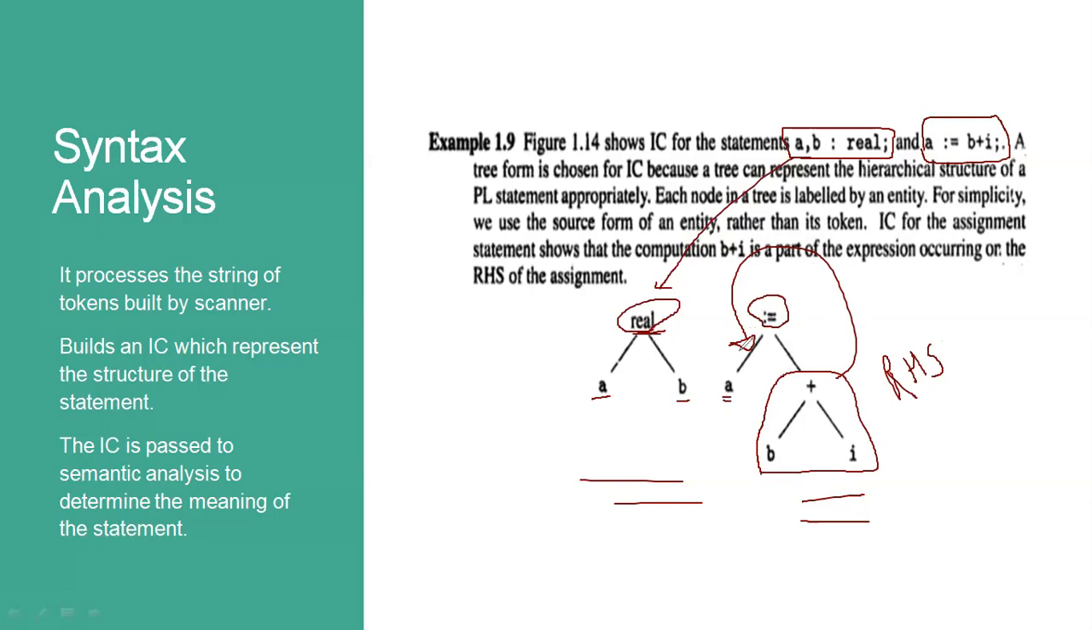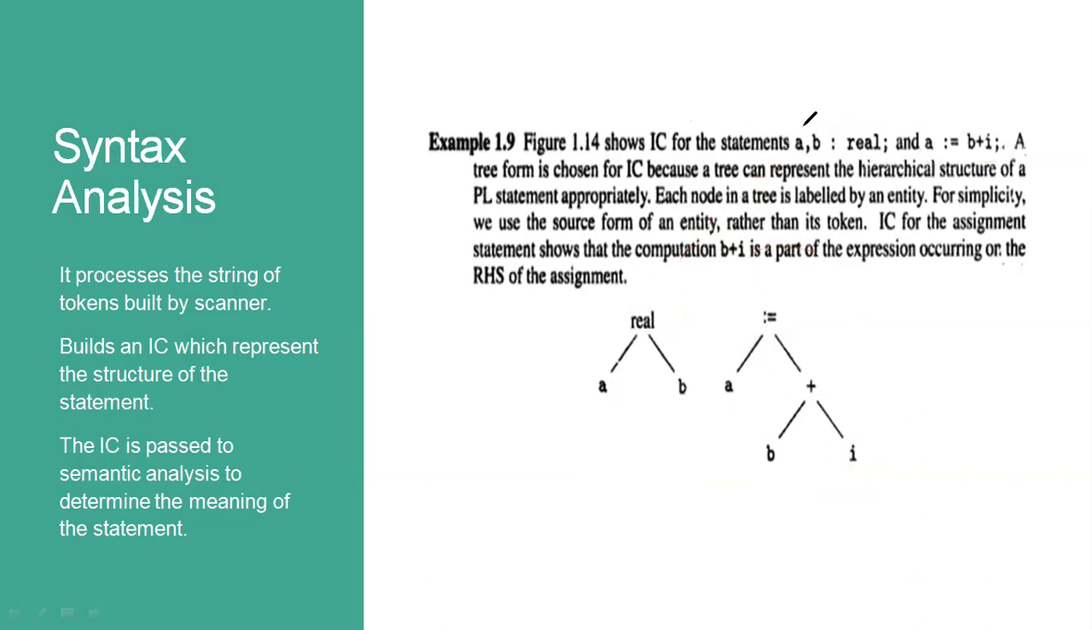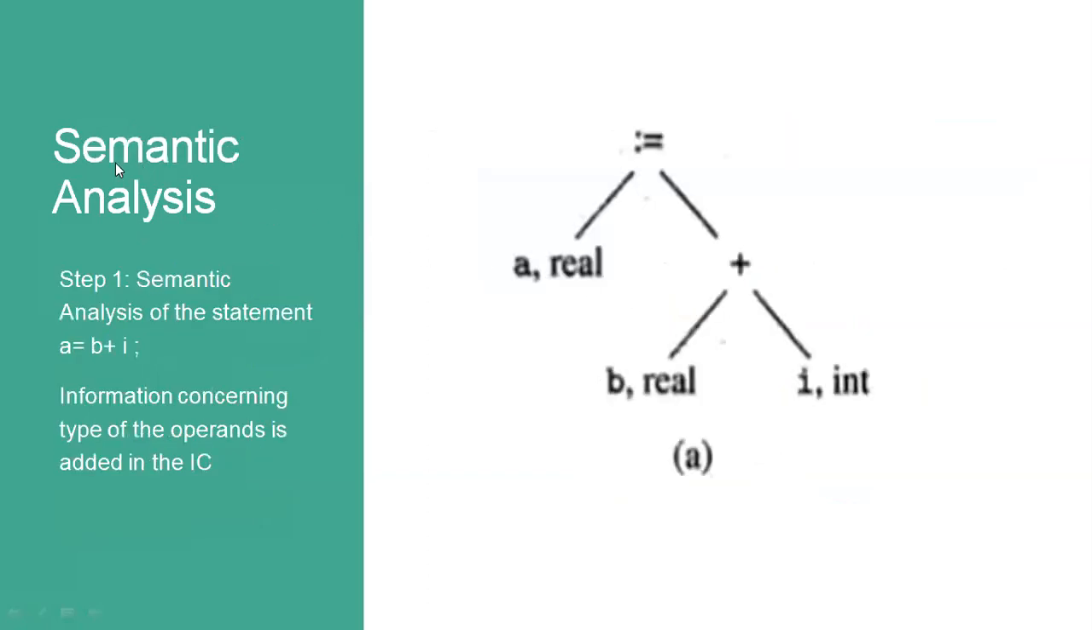This syntax analysis gives a tree. This we call it as IC, intermediate code. We are going to see and generate intermediate code. Don't worry for right now. Just listen that this is what the intermediate code is, in tree form. So this is called as syntax analysis. Now the output of the syntax analysis is taken by the next step, that is called as semantic analysis.